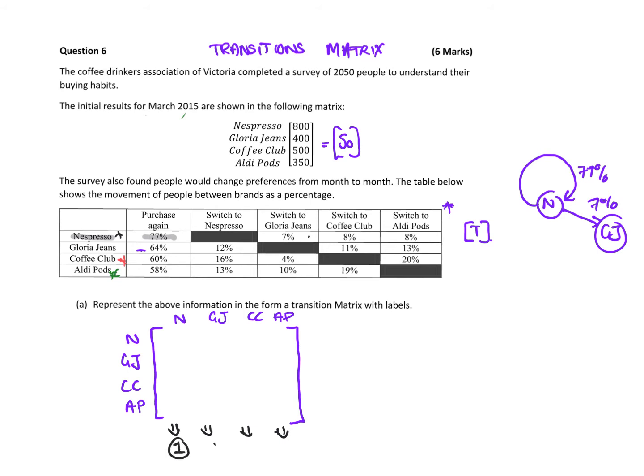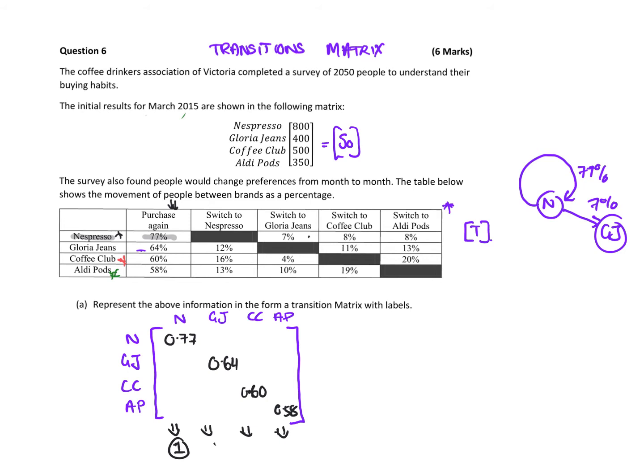If you remember back, it's often easy to do the ones that go back to themselves, so that's these ones here. 77% go back to Nespresso, then Gloria to Gloria is 64%, Coffee Club to Coffee Club is 60%, and Aldi Pod to Aldi Pod is 0.58. They're often easy to put in, and they'll be on the diagonal.